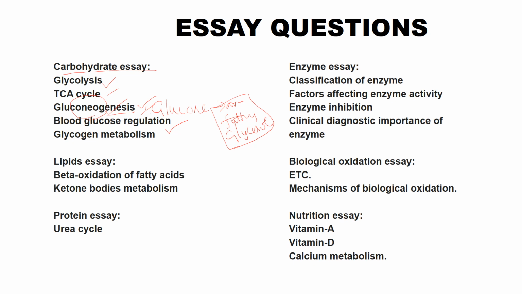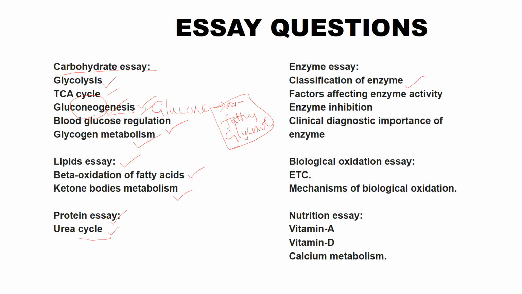Then hormonal blood glucose level regulation, and we know glycogen metabolism. So this is what I repeated earlier in the questions. And coming to the lipid chapter, these are the unit questions: beta oxidation and ketone bodies metabolism. Along with that, one question is expected on synthesis. That you can also write. And coming to protein essays, you can go for the urea cycle. This is also a commonly repeated question.